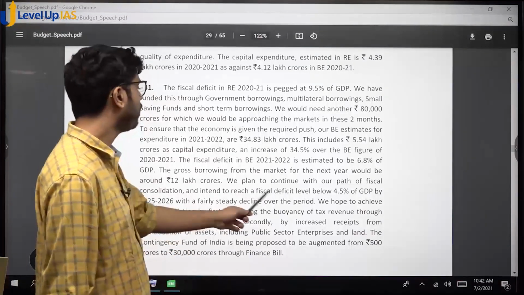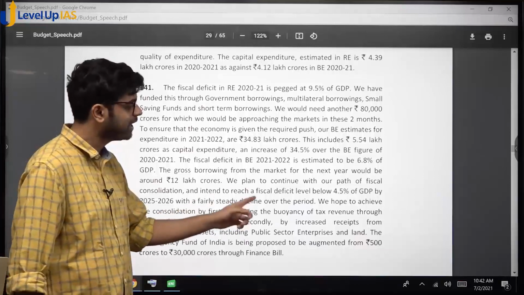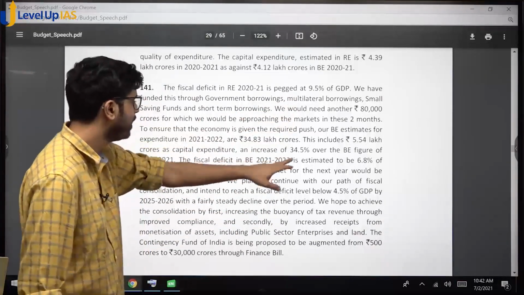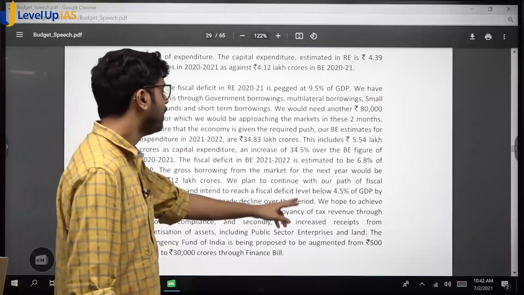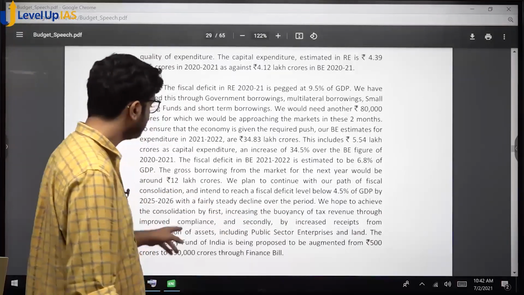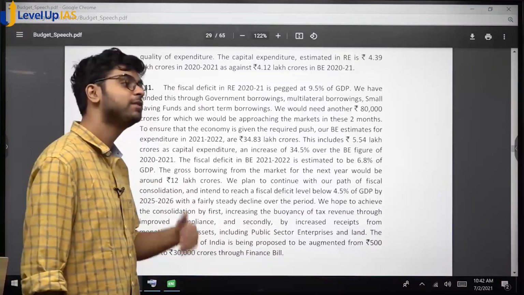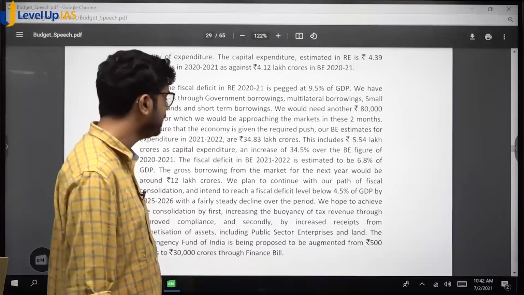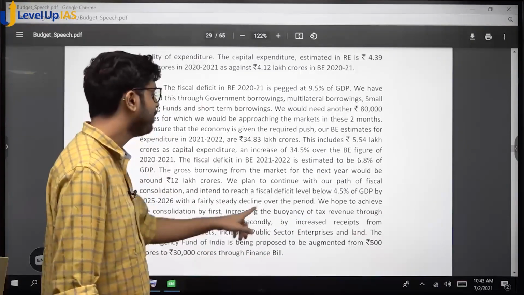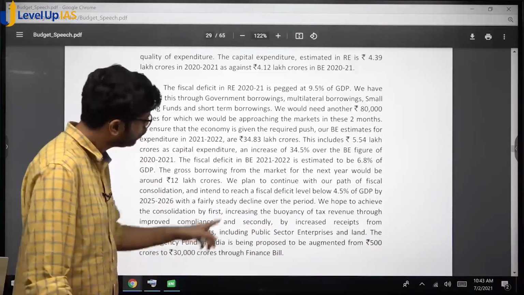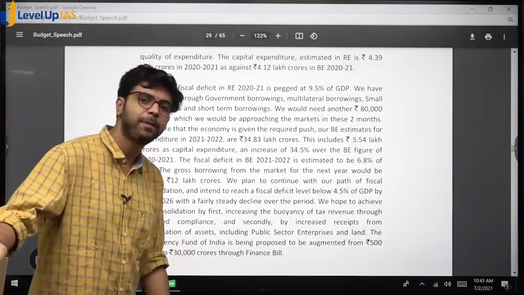Yes or no? We plan to continue with our path of fiscal consolidation. Remember fiscal consolidation? And intend to reach a fiscal deficit level below 4.5%. Now 9.5, next year 6.8, and then 4.5 by 25-26, with a fairly steady decline over the period. We hope to achieve the consolidation by first increasing the buoyancy of tax revenue. Remember, buoyancy of tax revenue: a more than proportionate increase in tax compared to the increase in GDP, and increasing tax revenue through improved compliance, and secondly by increased receipts from monetization of assets, including public sector enterprises and land. So even public sector enterprises have a lot of assets which are lying idle, so sell them.